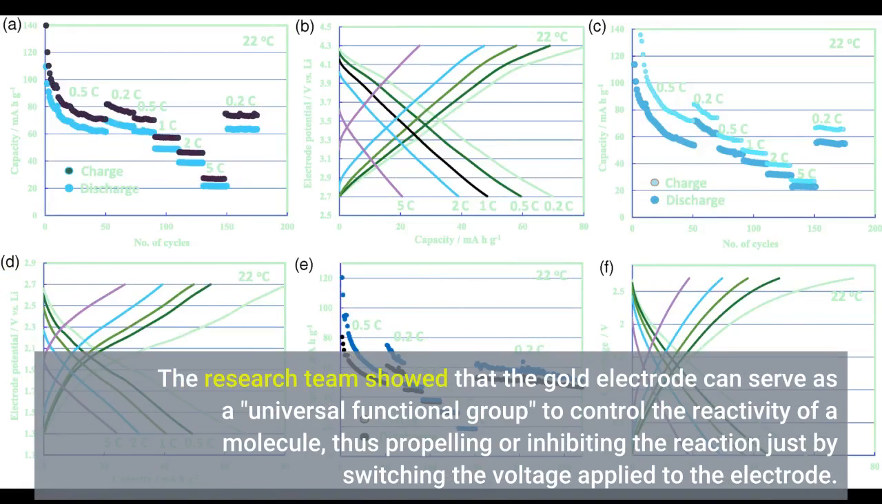The research team showed that the gold electrode can serve as a universal functional group to control the reactivity of a molecule, thus propelling or inhibiting the reaction just by switching the voltage applied to the electrode.